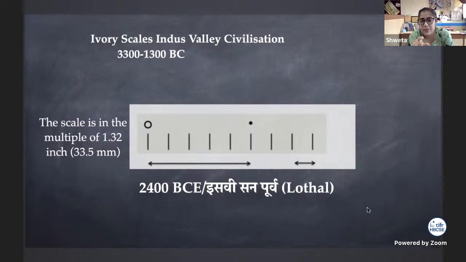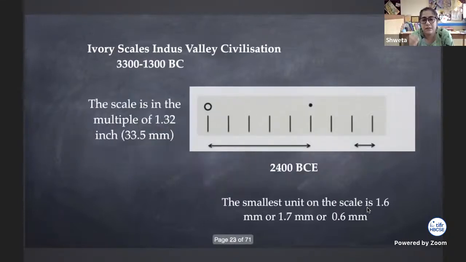So their inch is equal to 1.32 inch of today's inch. And another contribution which this scale made is the smallest unit. Of course, there is some contestation about what the smallest unit of length is, because different scholars are studying it, and different sets of evidence have been found. So some say it's 1.6 mm, some say 1.7 mm, some say 0.6 mm.